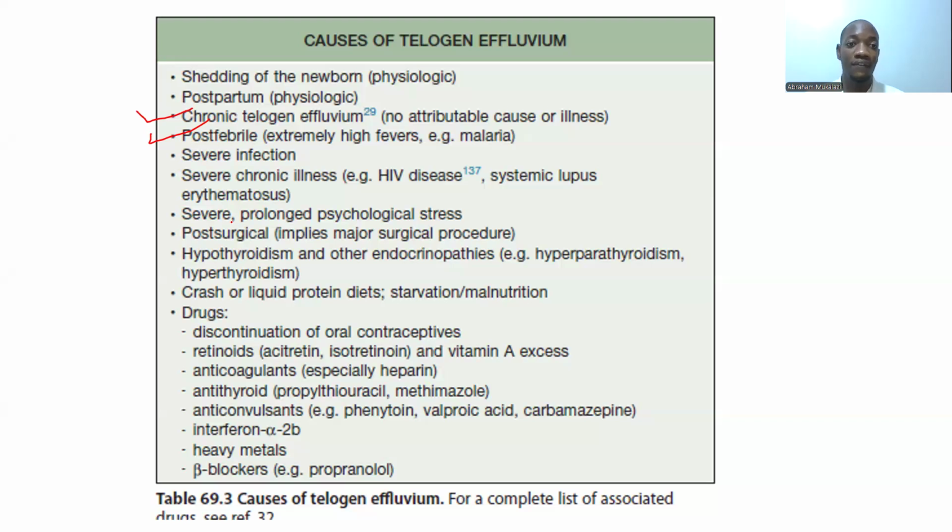Then even in severe infections and severe chronic illnesses like HIV, systemic lupus erythematosus, and even severe prolonged psychological stress, we've seen that already. Post-surgical hair loss can also occur, and in cases like hypothyroidism, we can also get it occurring. Then there are the drugs that we've already mentioned, and this is just a list to highlight them, including heavy metals and also beta blockers like propranolol.